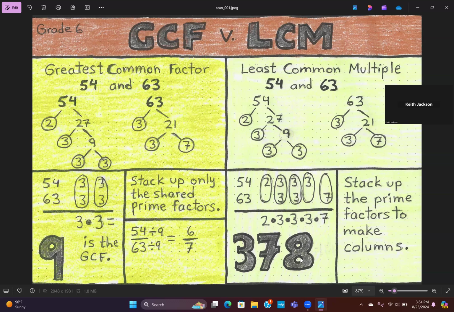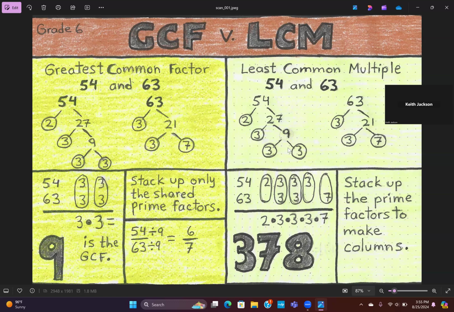Notice how big this difference is between the 378 and the 9. The greatest common factor, okay, is the highest number that 54 and 63 can be divided into together. And at the same time, or I should say differently, when you count by 54, when you count by 63, the first number that they're going to have in common is 378. Okay, so that's the difference. And this is how the greatest common factor works, and this is how the least common multiple works.